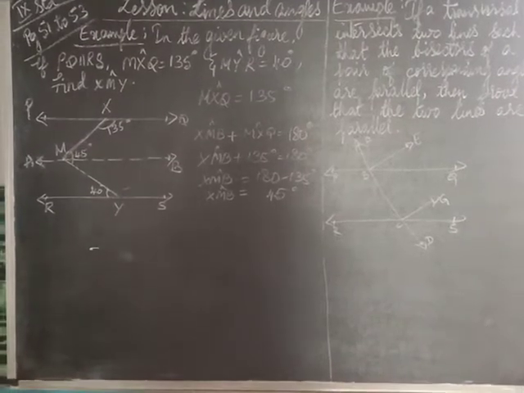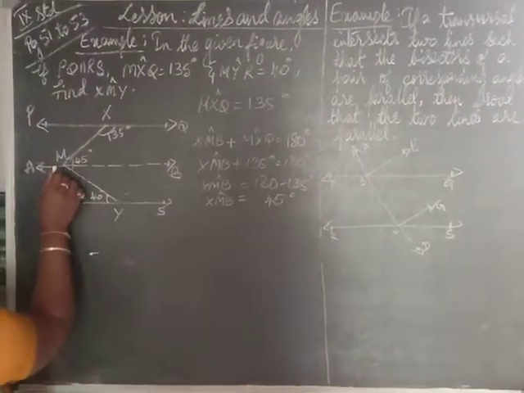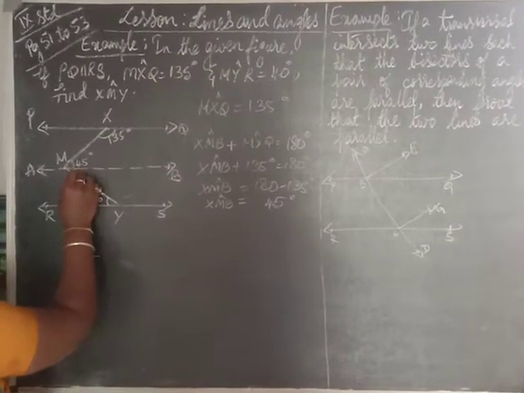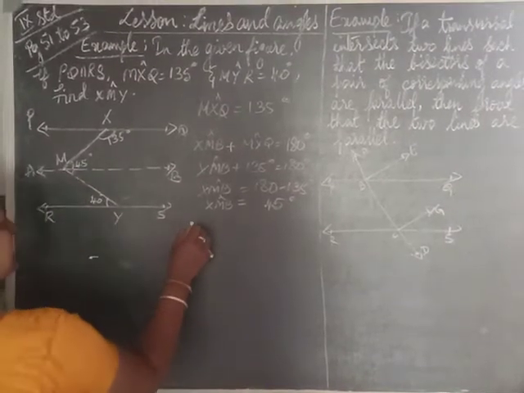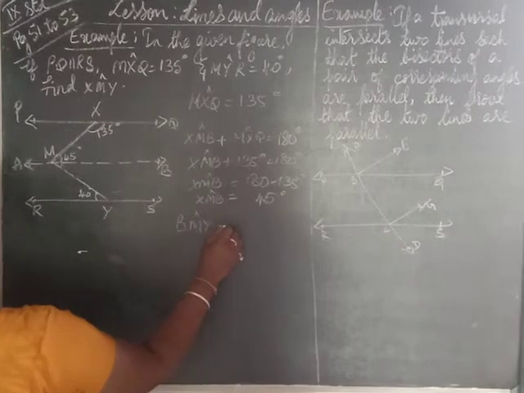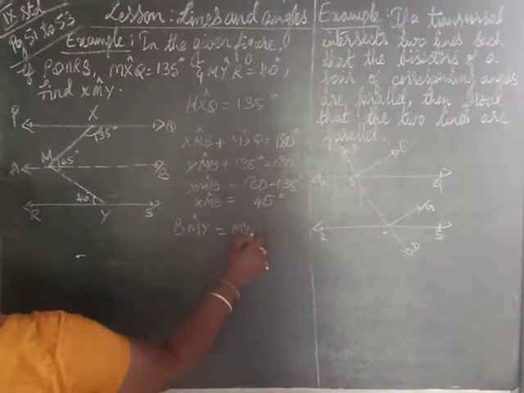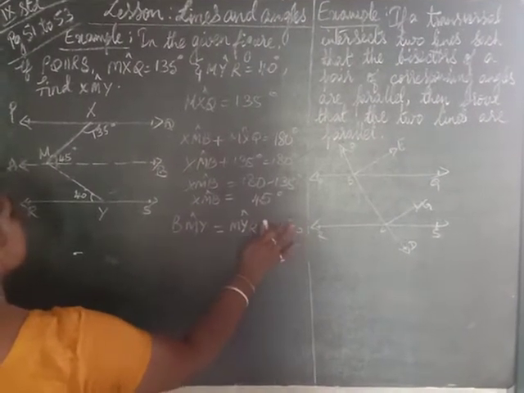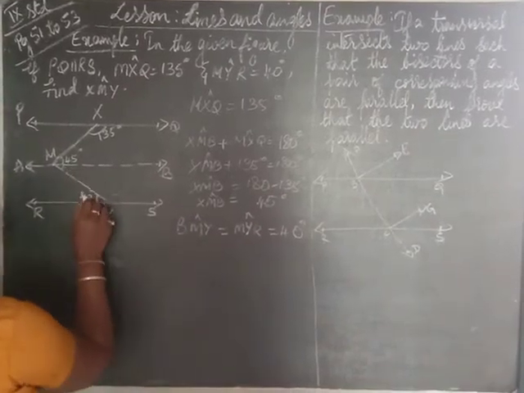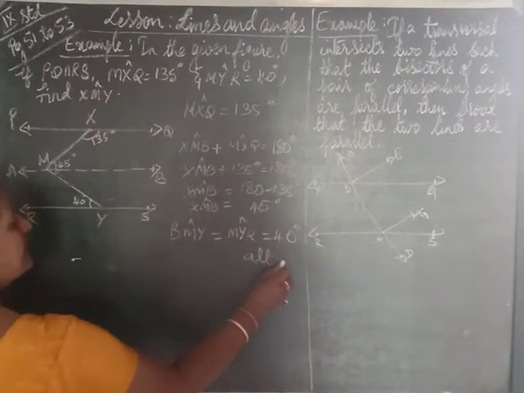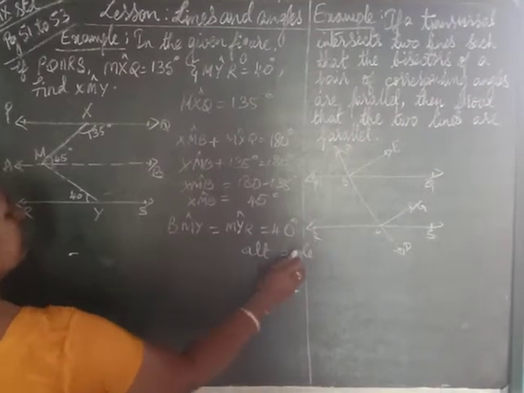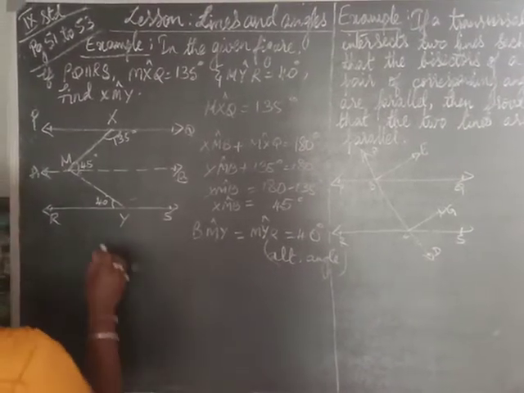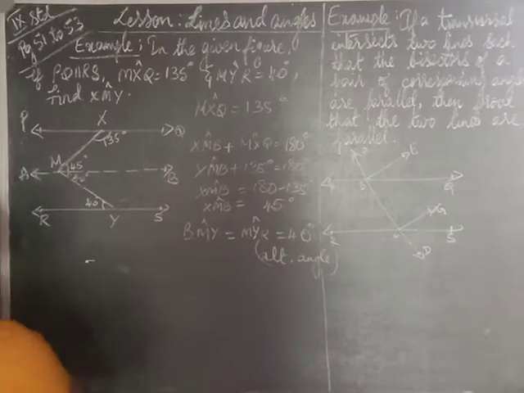Now just observe here. MYR is equal to 40 degrees. Then what is BMY? This is also 40 degrees. Why? BMY is equal to MYR, which is 40 degrees, since these two angles are alternate angles between the two parallels AB and RS. So this angle is 40 degrees.